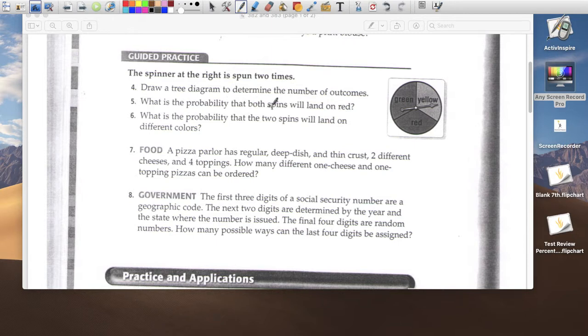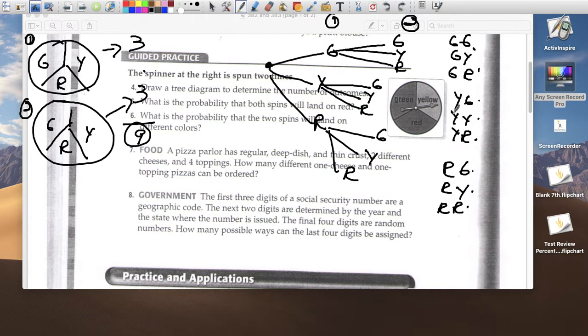5. What's the probability that both spins will land on red? Oops, I should have erased that. So what is the probability? If these are all the possible outcomes, the probability of both spins landing on red, if you look at it, there is 1 chance out of how many? 9. So there's a 1 in 9 chance of landing on red.